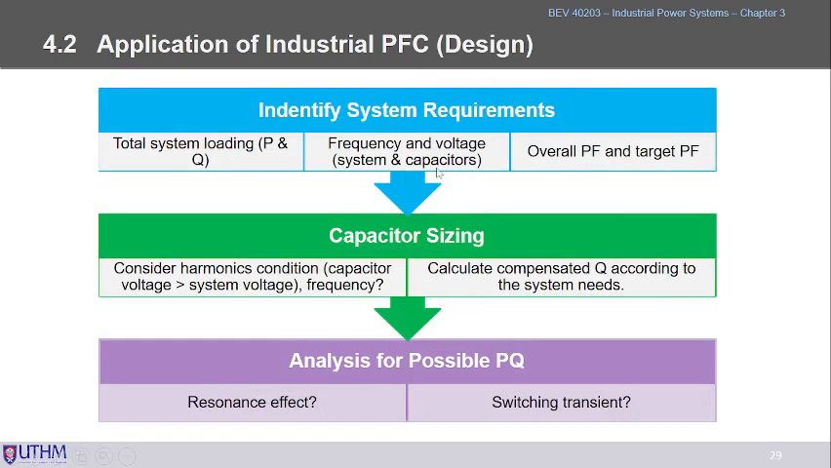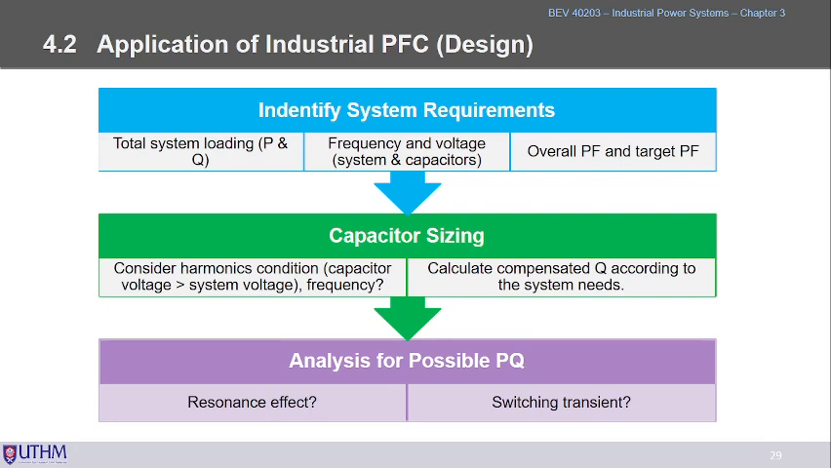Okay, these are some of the steps required to improve the power factor. The first one is you need to identify the total system loading in terms of P and Q, and then the frequency and the voltage for your system, as well as your capacitor. When you purchase the capacitor, the voltage and frequency are different compared to our system. Let's say our system is 400 volts, so the capacitor you purchase must be a little bit higher, let's say 525 volts. So of course it has a fixed value for the voltage to be purchased.